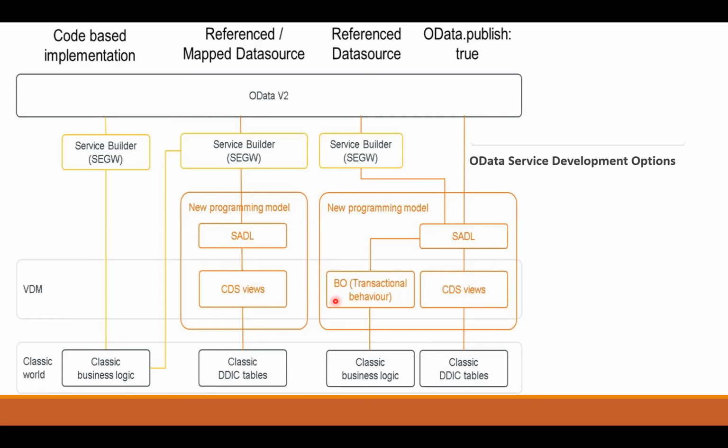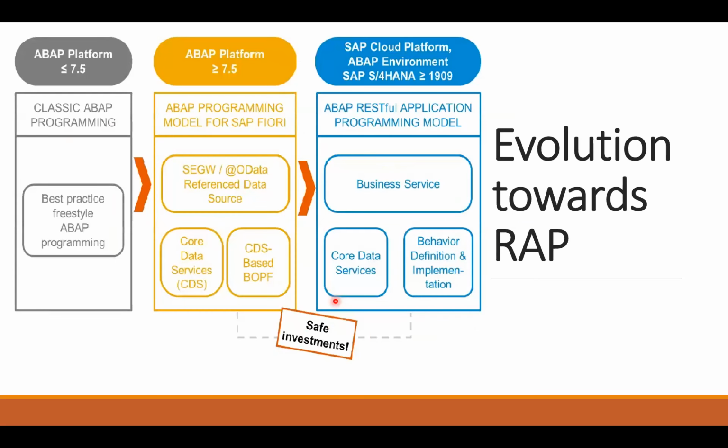Okay, so now the next evolution of this is SAP Cloud Platform, which is nothing but the ABAP environment. This is where we are getting introduced to RAP, the ABAP RESTful application programming model. So these are the layers or evolution of SAP towards intelligent programming models, to make the intelligent enterprise work in an intelligent way.